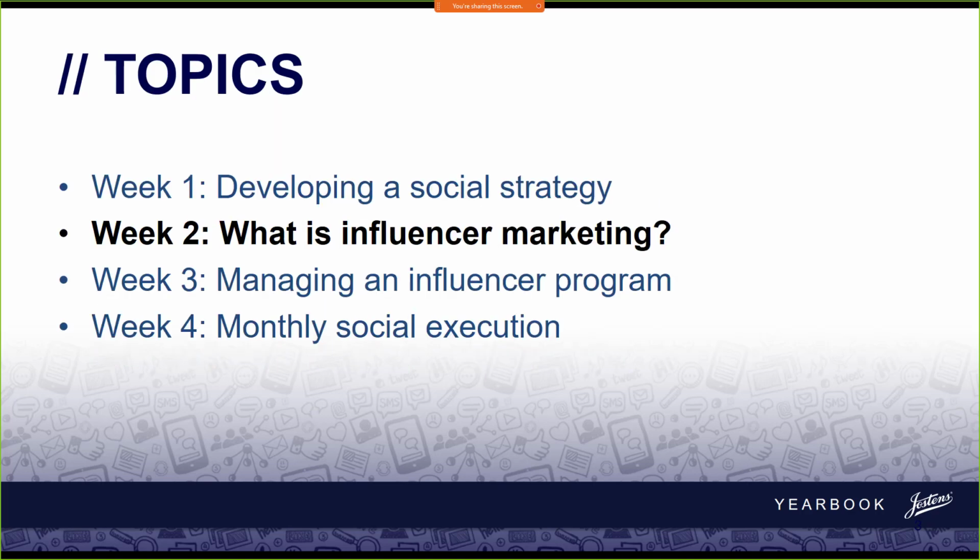All right, so to recap, last week we discussed developing a social strategy, which included content calendars and our 6 buckets of content, aka what I called the Big 6. So over the next 2 weeks, we'll be specifically discussing influencer marketing, with this week being more about the what is influencer marketing, and then next week will be about the how, so how we actually execute a plan. And then our last session will put all these concepts together, and then we'll discuss monthly social execution.